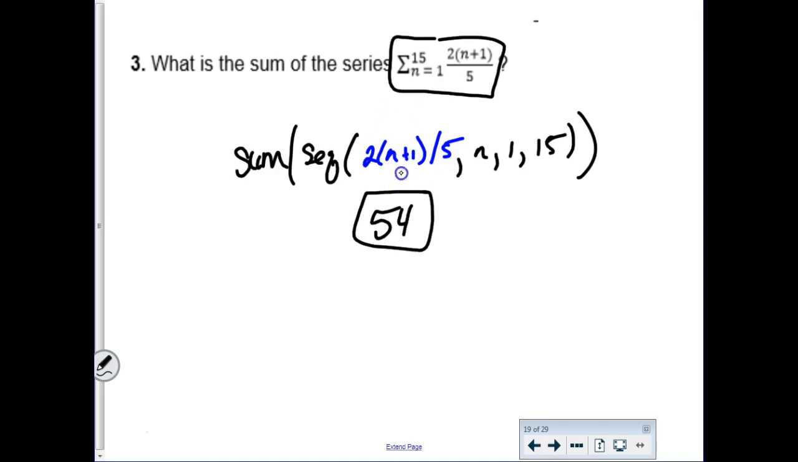Okay, so make sure this is a divide by 5. Oh, I did. Oh, we're just trying to figure out what's wrong. We're pausing for effect. I'm holding my breath. What's up? It's 54. Okay, cool.